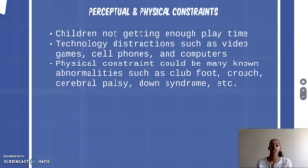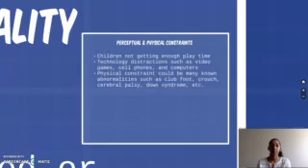Technology distractions such as video games, cell phones, and computers. When we're distracted and watching those things, we're not exercising our muscles. They're not getting familiar with one another, and they're not developing. Physical constraints could be many known abnormalities such as clubfoot, crouch gait, cerebral palsy, and Down syndrome.